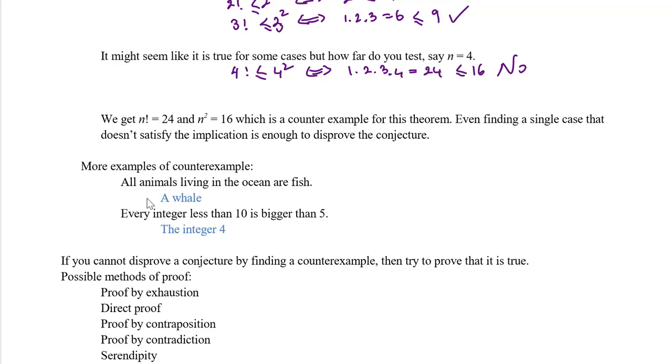Here are more examples of counterexamples. In general, if we say all animals living in the ocean are fish, we're gonna say, well, how about a whale? A whale is a mammal, so it's not a fish. Or if we say every integer less than 10 is bigger than 5, how about when the integer is 4? So here we have a counterexample, the integer 4. It doesn't work for every integer less than 10 is bigger than 5. So 4 is not bigger than 5.